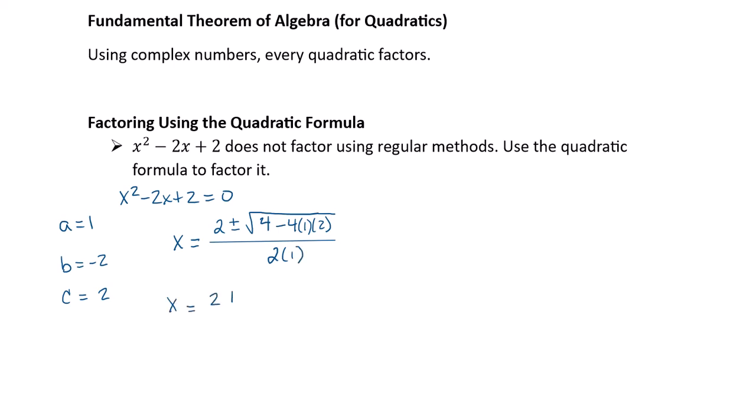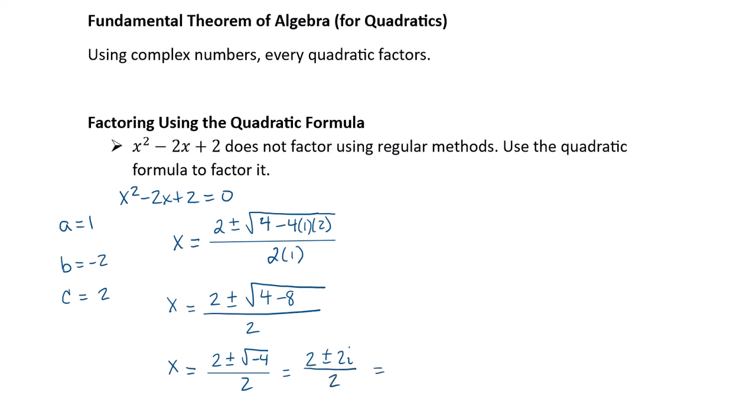So now x is 2 plus or minus the square root of 4 minus 8 all over 2. That's x equals 2 plus or minus the square root of -4 over 2. That's 2 plus or minus 2i all over 2, which is 1 plus or minus i. So now, just like the problems before, I've found the solutions. I can make the factor from those solutions.